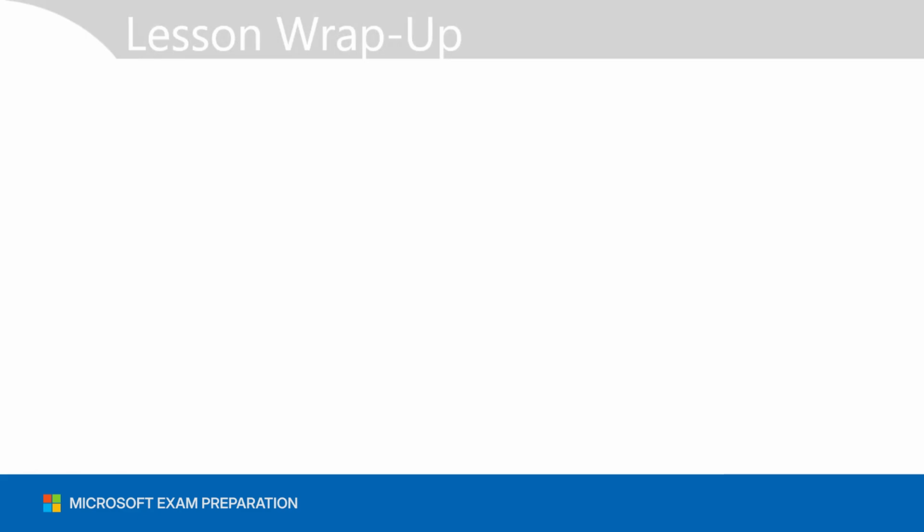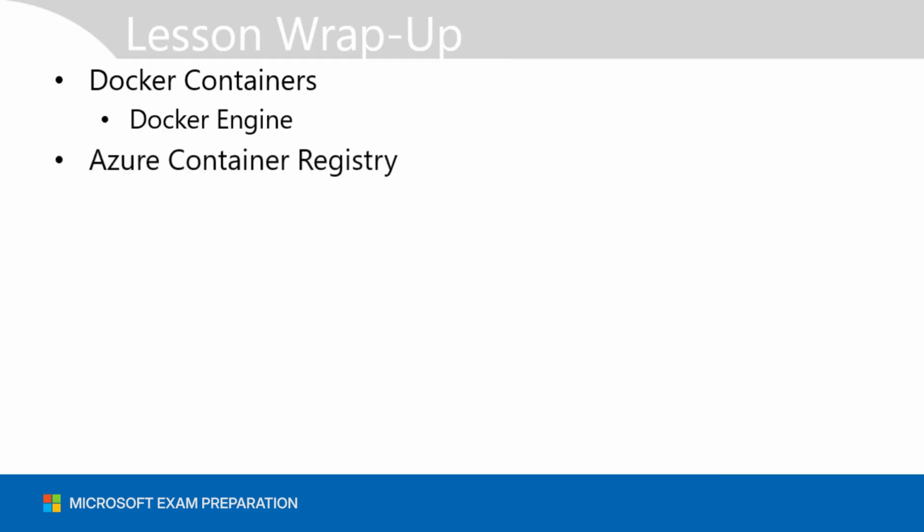Let's wrap up our lesson. We have talked about Docker containers and the Docker engine that must be installed on any machine that you're going to compile and build Docker containers or run Docker images. We talked about a service called the Azure Container Registry. This is a place where you can store your containers. It's private to you, it's accessible to other Azure resources. It can be convenient as a way to manage your containers.